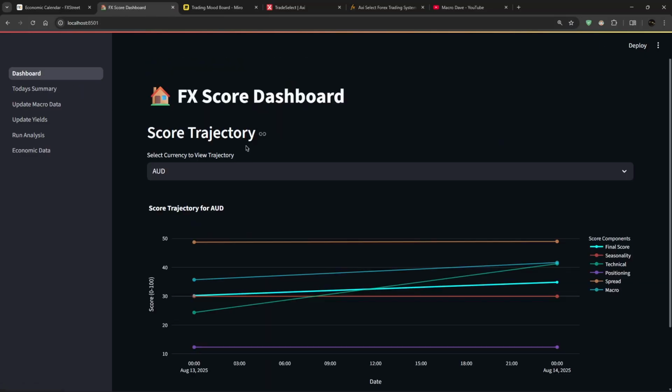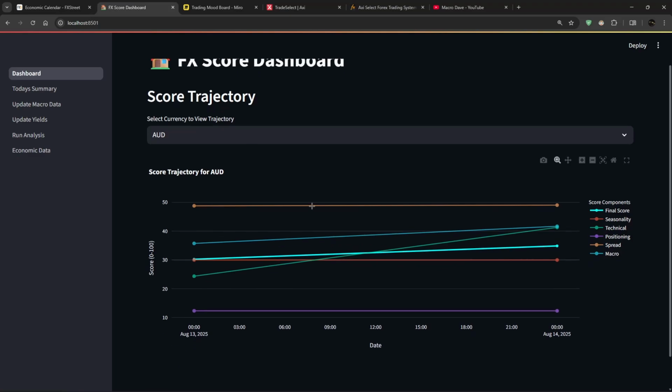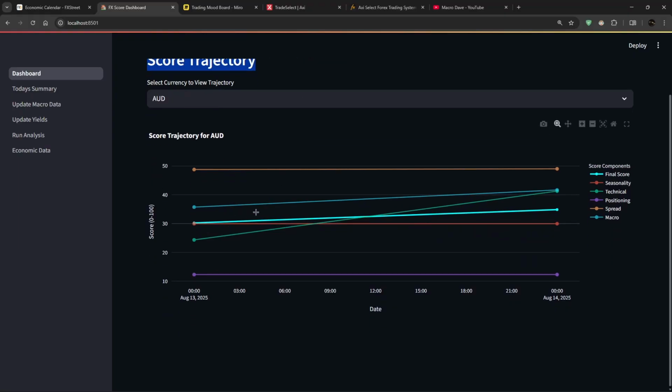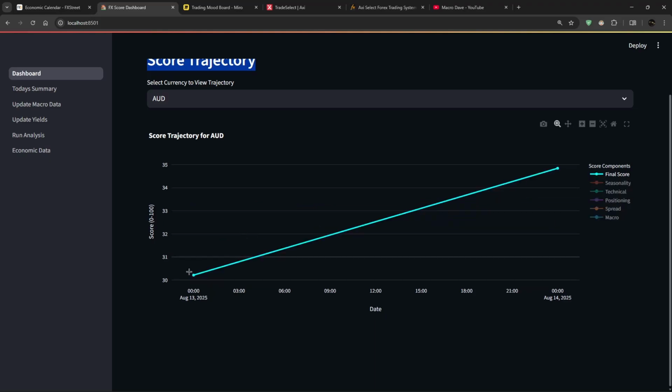But what's even more important than the absolute level of the score is the delta, which is the change in the score. On the main dashboard right here, you can see that the title is Score Trajectory, and what this is supposed to show is the trajectory of the score over the past 6 months. Now, I've only been recording this data since the 13th of August, which is 2 days ago, so this is why you only see 2 data points. But if I remove all of this, this is the final score line. This is what's important when you're looking at momentum.